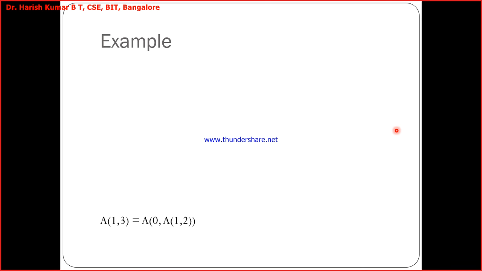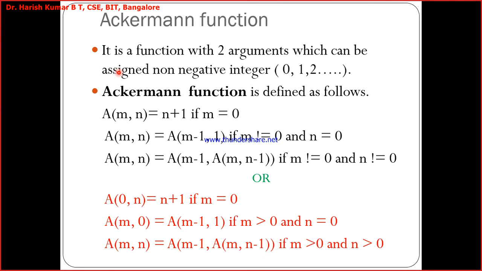So this is the example I have taken now. See, a of 1 comma 3 I have written. Now, which case is this? There were 3 equations which I showed you. In the first equation, the first argument is 0. In the second equation, the second argument is 0. In the third equation, both the arguments are greater than 0.